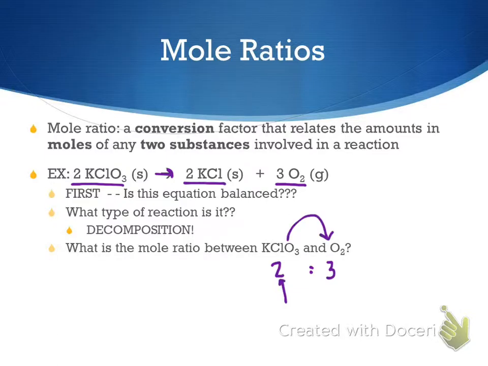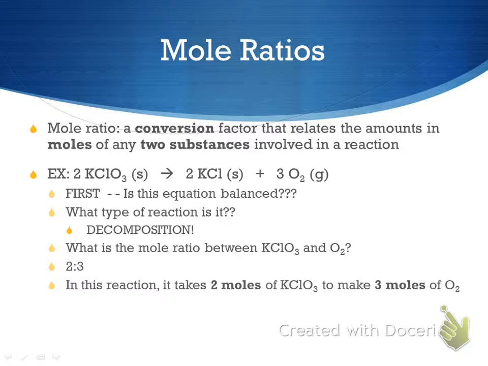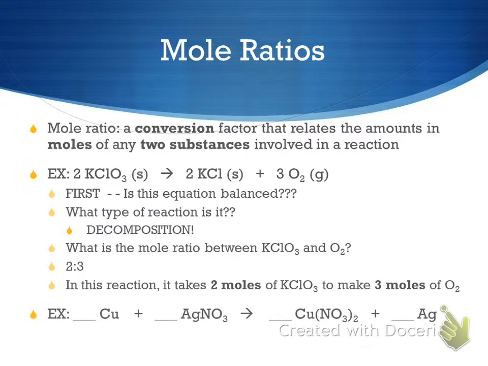So when we look at the mole ratio, all we're looking at is the coefficient that sits in front of that compound. That will be used in our T-chart as a conversion factor. We did this just for a little bit in percent composition, but it'll be a little more clear today. So in this reaction, it takes 2 moles of potassium chlorate in order to make 3 moles of oxygen. That's what our mole ratio tells us.